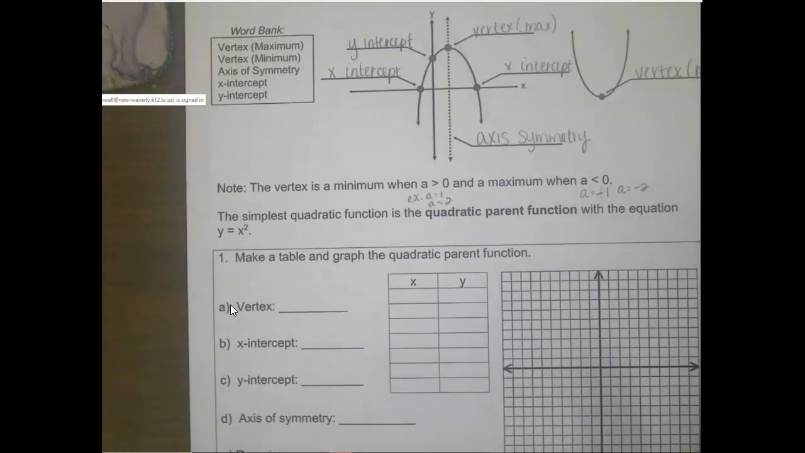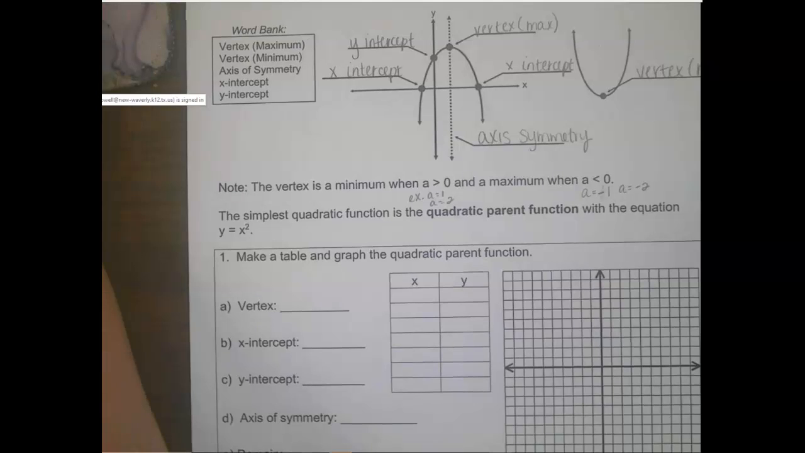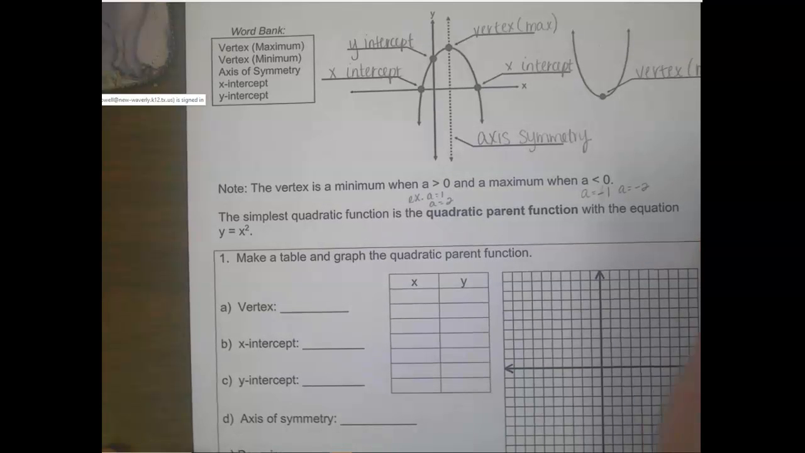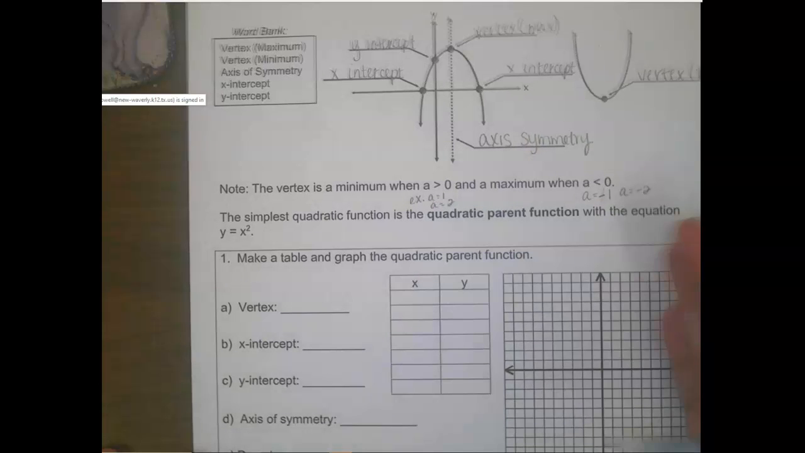The simplest quadratic function is the quadratic parent function. Now that should sound a little bit familiar because we've talked about a linear parent function before. That linear parent function was the line that is y equals x. All right, so quadratic parent function, we're going to look at what that looks like. So we're going to start by making a table and graphing it.